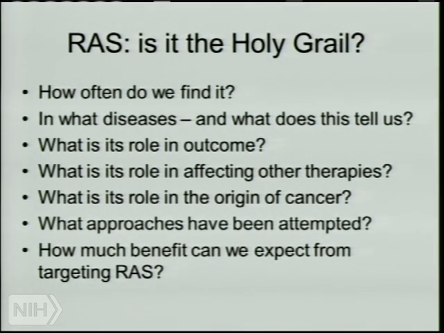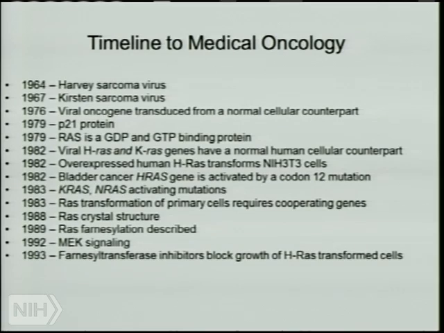So we're going to cover these things. How often do we find it, and what diseases? What does it teach us for where we find it? What is its role actually in outcome, in whether patients do well or don't do well? What is its role in affecting other therapies? What is its role in the origin of cancer? What approaches have been attempted? And what benefit can we expect from targeting RAS? So we're going to scratch the surface for this. These are all very deep questions about which many, many papers have been written.